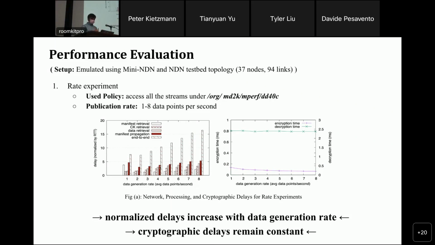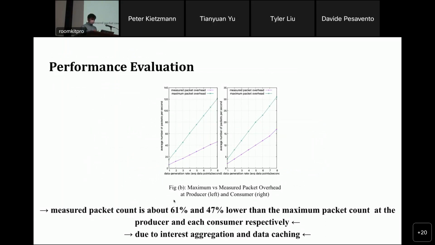But our initial guess was that sync was contributing to that, and also some part of the repo that we use was contributing. That's what we have discovered, but this is still open for us. The cryptographic delays almost remain constant because we are not changing the packet size. We also checked the packet count, which is the maximum measured packet count.